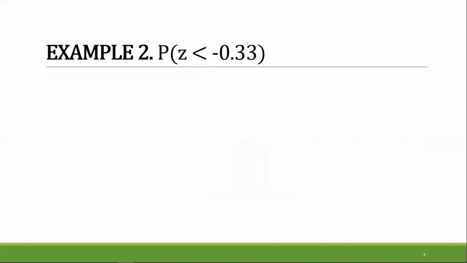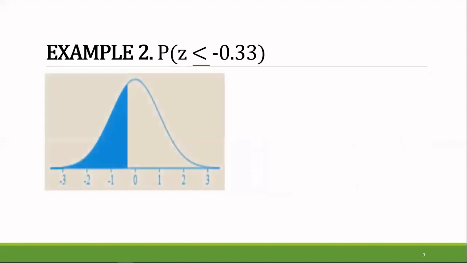So ayan, ganun pa rin. Pansinin natin yung inequality symbol which is less than. The probability of z value is less than negative 0.33. So this is the graph of the given. So negative 0.33 is somewhere here. And then since it's less than, we're looking for the area, okay, under this.